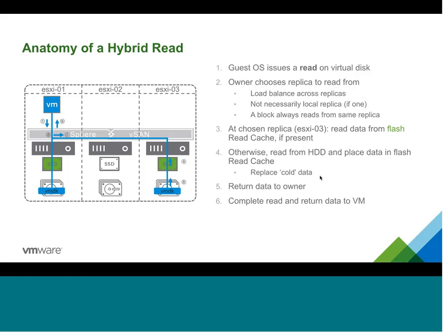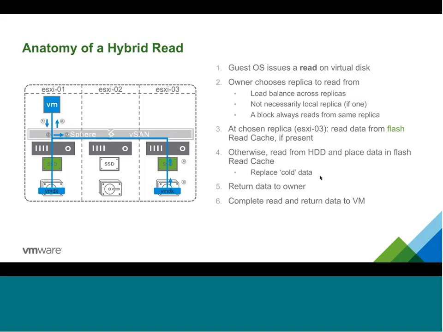So now a particular chosen replica from the flash read cache is read. The read is served from that if it is present. If it is not, then a read miss or cache miss happens. Then the data is read from HDD, and we are placing that data into the flash read cache. And I'm replacing the cold data obviously, and then returning the data to the owner.